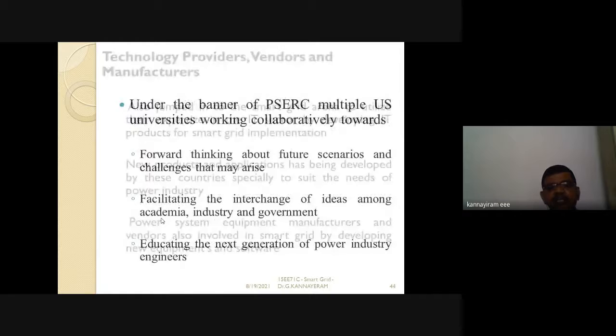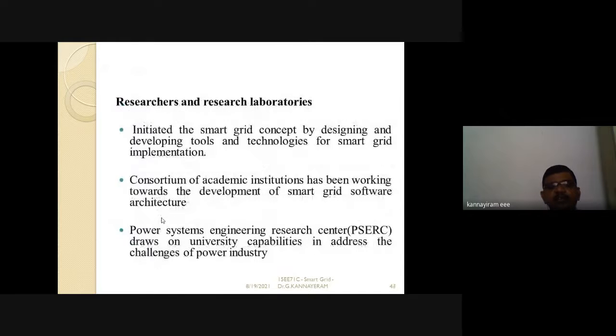Researchers and laboratories will initiate the smart grid concept by designing and developing tools and advanced technology for smart grid implementation. Here, you can form a consortium of academic institutions working towards development of smart grid software architecture, and the Power System Engineering Research Center, PSERC. You can draw on university capability to address the challenges of the power industry.